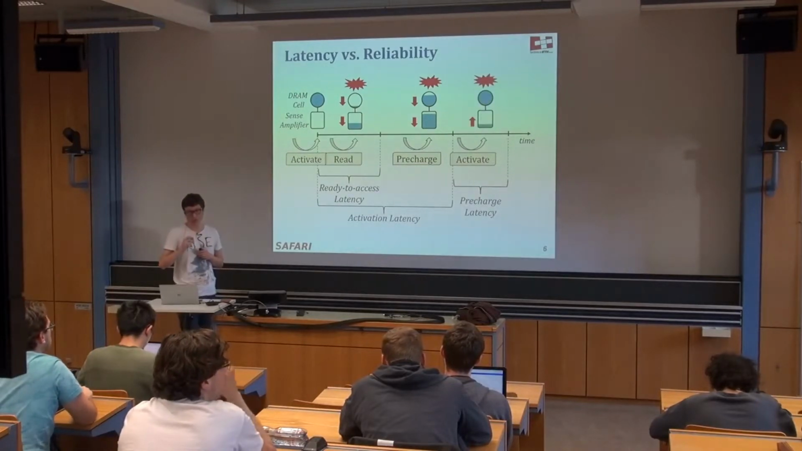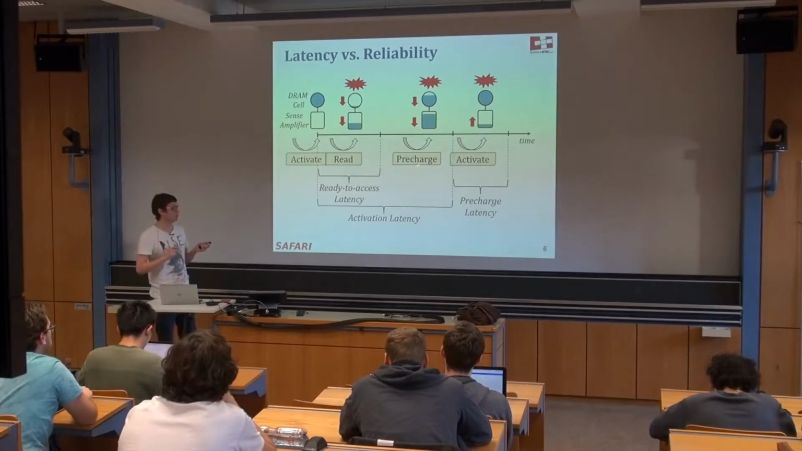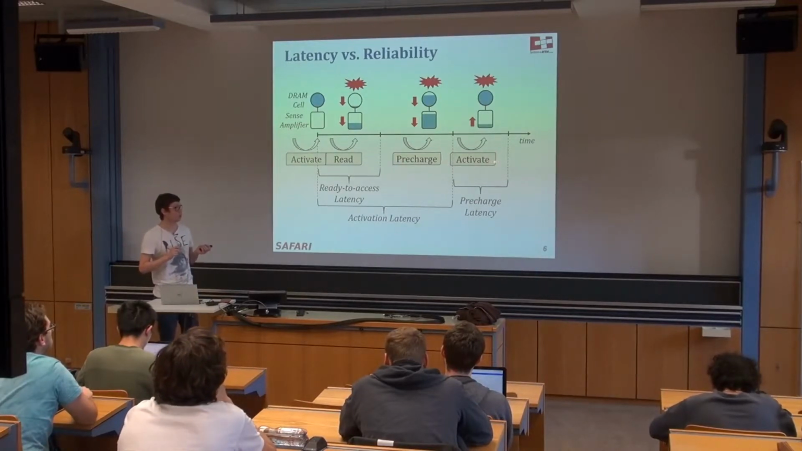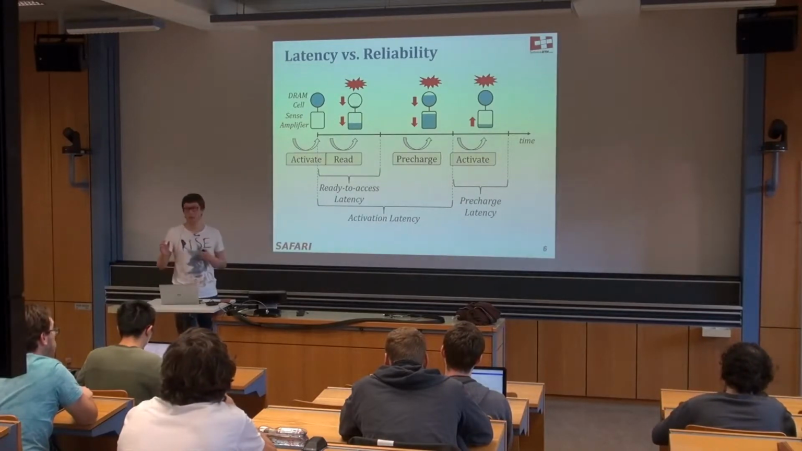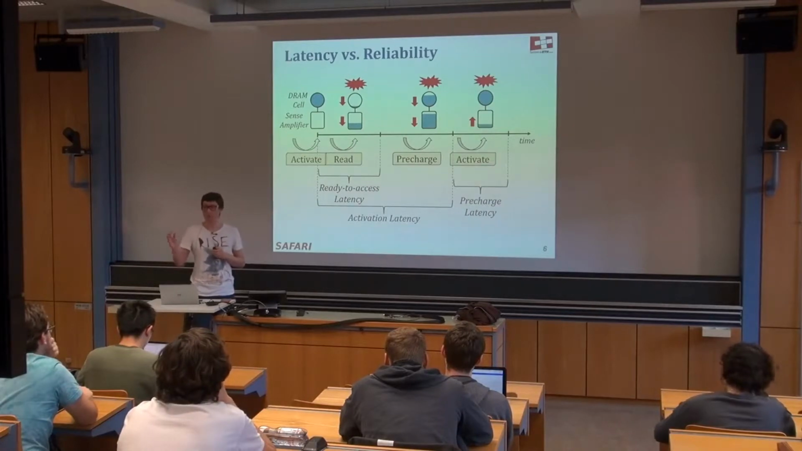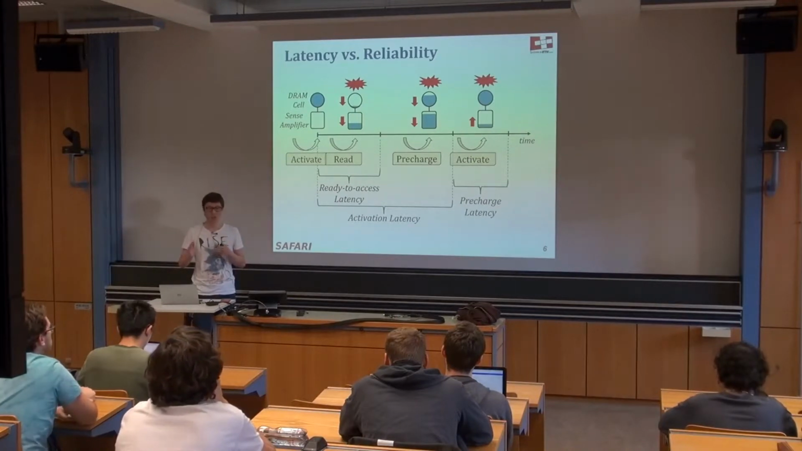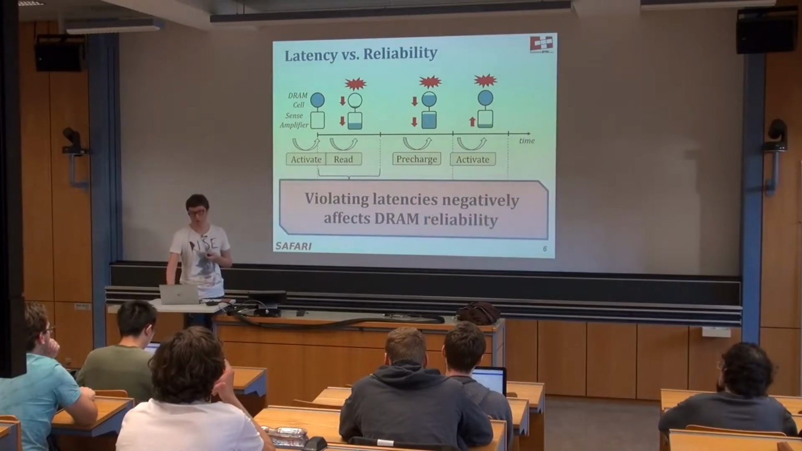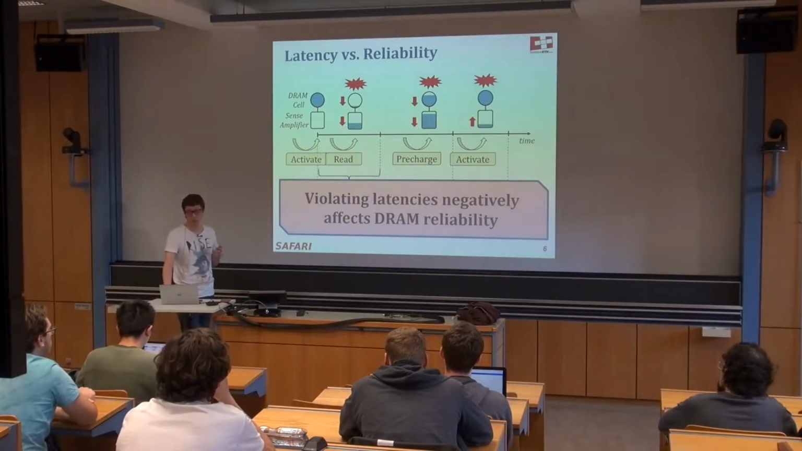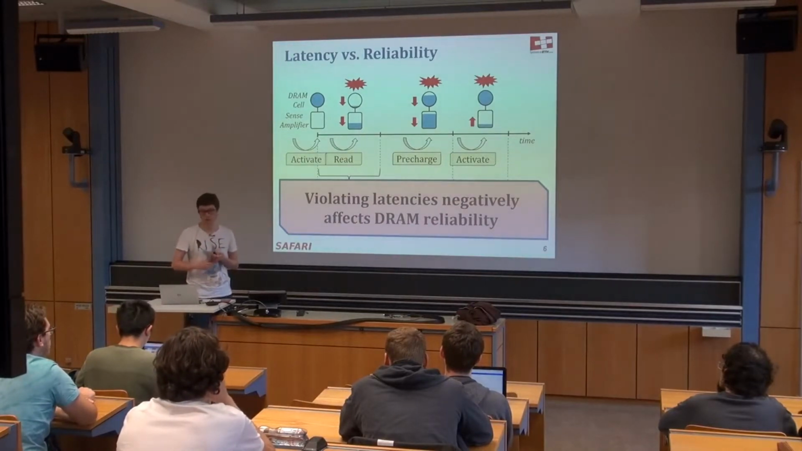Similarly for pre-charge latency, if after issuing a pre-charge we issue an activate command sooner, then we will try to activate a row when the bit lines are not at half VDD. And this will work against the charge stored in the DRAM cell. Again, this may result in data corruption. So violating these latencies negatively affects DRAM reliability. It doesn't mean that you'll always get an error, but it increases the probability of getting an error if you play with those.